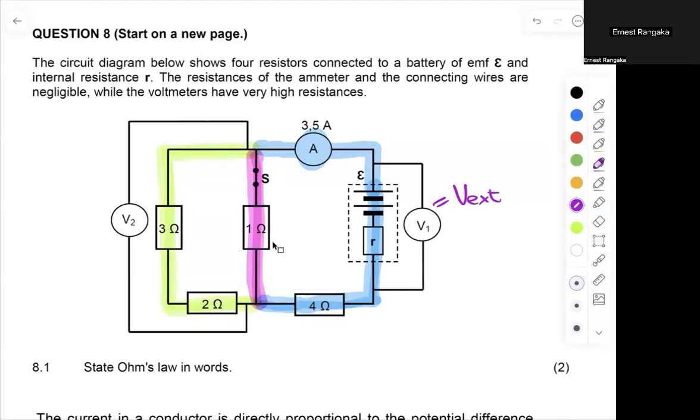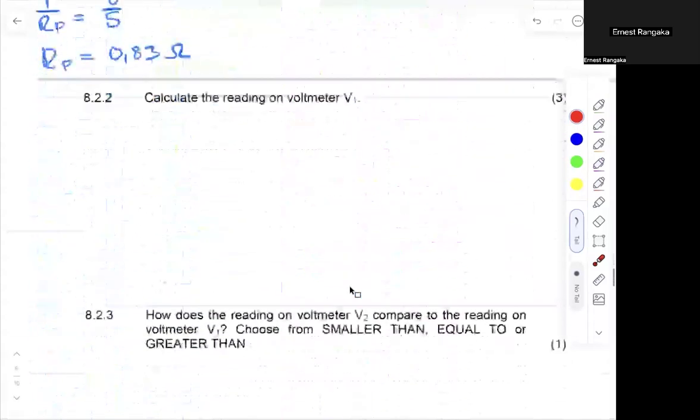I can say I times R, as long as I've got the current flowing through the battery, which I do. It's that 3.5 that was given to me. And I've got my total resistance, which has already been calculated in the previous question. I can work out my V external. Nice and easy, nothing too hectic, right? Let's quickly go do that.